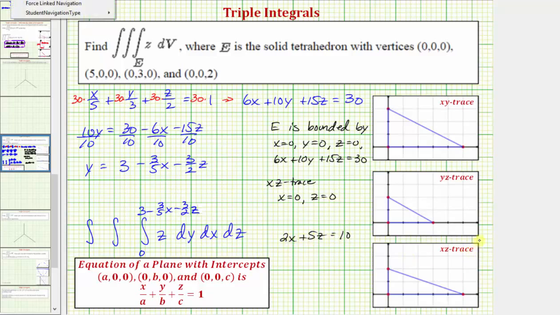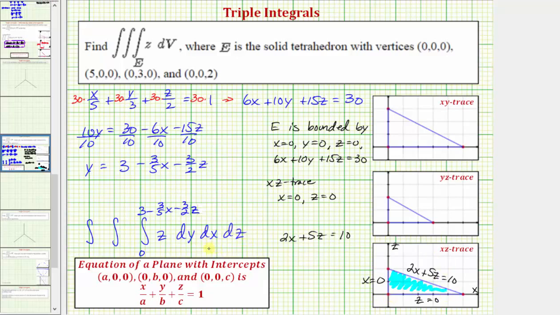And I've already graphed the xz trace here, where this would be the x-axis, and this would be the z-axis. So this triangular region here is bounded by the equations where this horizontal line is z equals 0, this vertical line is x equals 0, and this slanted line here would be 2x plus 5z equals 10. Notice how this side of the triangle has an x-intercept of positive 5 and a z-intercept of positive 2. So we can use this triangular region here to determine the limits of integration for x and z.